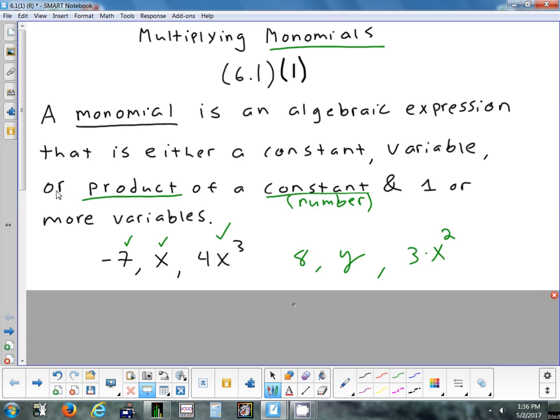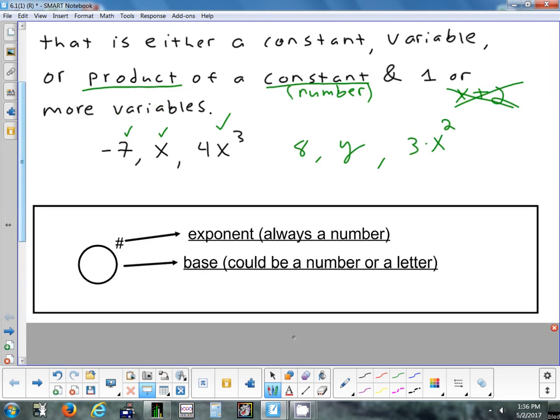Sometimes you have exponents too. And we'll talk about that, but that doesn't change it. It's still a monomial. So when you think monomial, think numbers, letters, or when you multiply numbers and letters together. Okay? Just no adding, no subtracting. This is not a monomial because it has an addition sign. Okay, so on your notes, you should have that little diagram. Okay, and there's two things there to fill in.